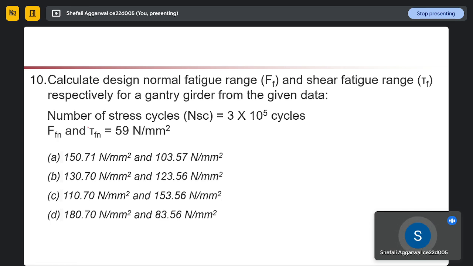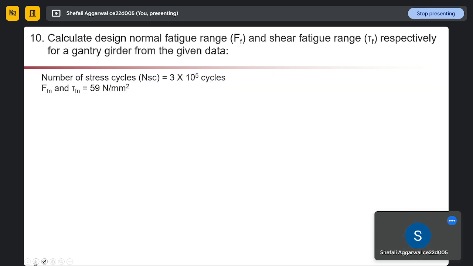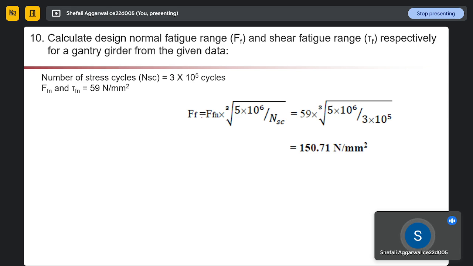So this is the last question for today. Calculate design normal fatigue range Ff and shear fatigue range tau f respectively for a gantry girder from the given data. Number of stress cycles Nsc is given as 3 into 10 to 5 cycles. FfN and tau fN is given as 59 Newton per mm square. So these fatigue formulas which we have already seen, we will use the same formula. So Ff is given by FfN into cube root of 5 into 10 to 6 divided by Nsc.